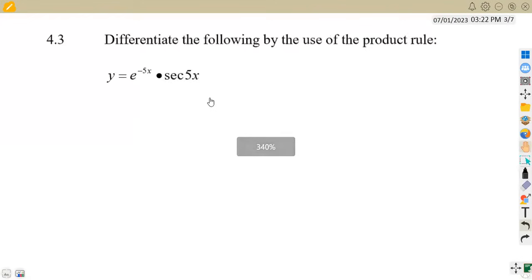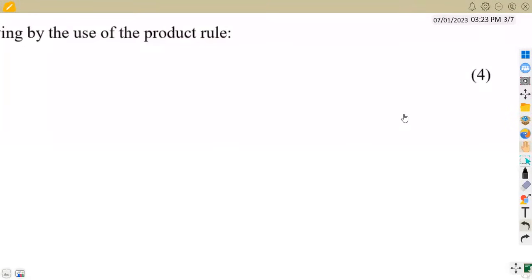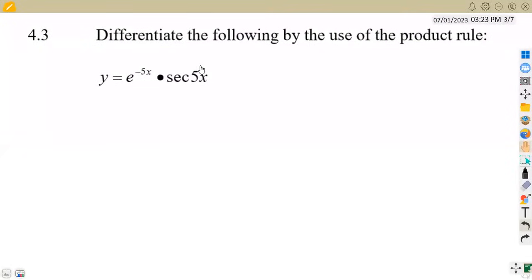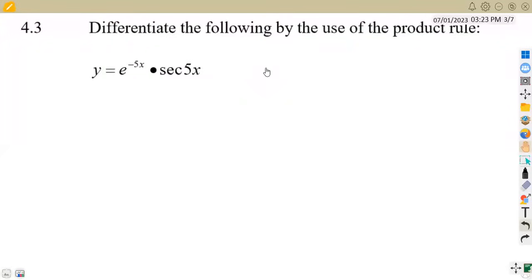So in this case, differentiate the following by the use of the product rule. Normally this will be 4 marks for that product rule, quotient rule. Normally it's just 4 marks. All right, so we are asked here to use the product rule.